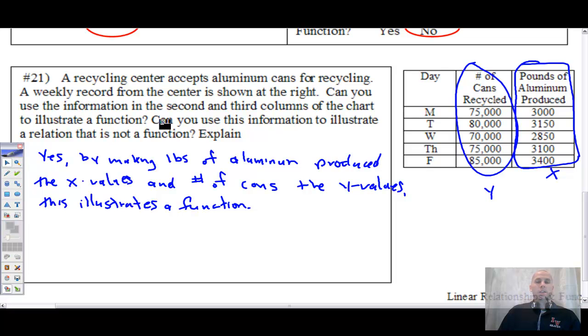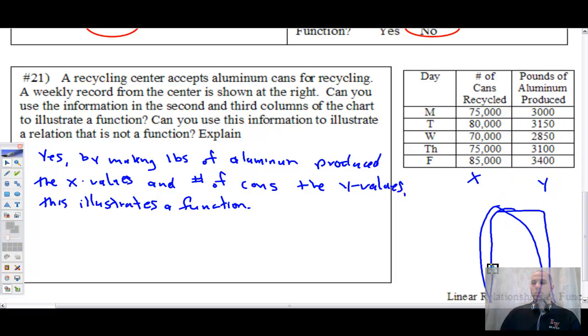Second part of the question, can you use this information to illustrate a relation that's not a function? Certainly. If I make the x values number of cans recycled, and the y value the pounds of aluminum produced, it's not a function. Here's the reason. You would be writing this. I'm just going to explain it. It's not a function because if I put in 75,000 cans, I can get two answers. Sometimes I'm going to get the answer of 3,000. Sometimes I get the answer of 3,100.